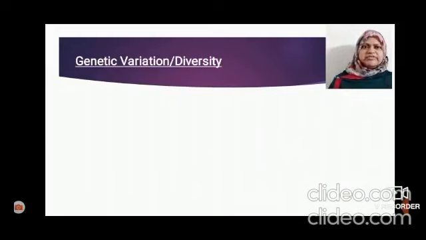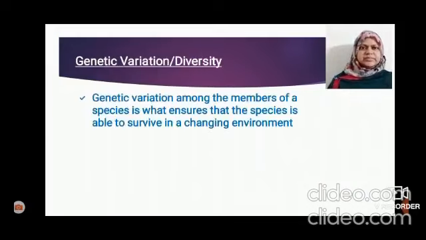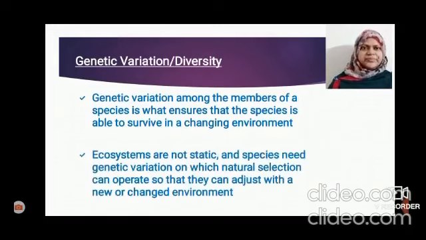Now, genetic variation or diversity. Genetic variation among the members of a species is what ensures that the species is able to survive in a changing environment. Ecosystems are not static, and species need genetic variation on which natural selection can operate so that they can adjust with a new or changed environment.